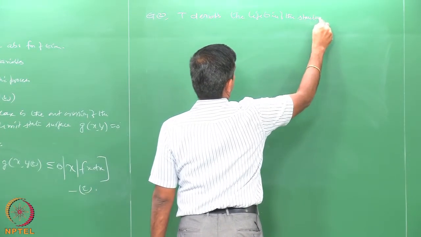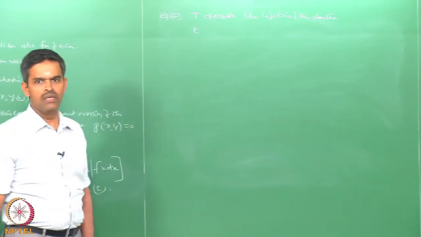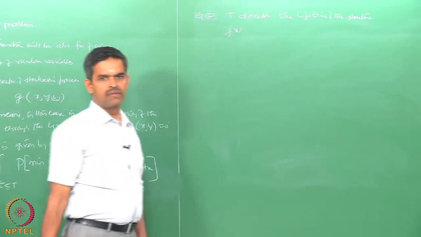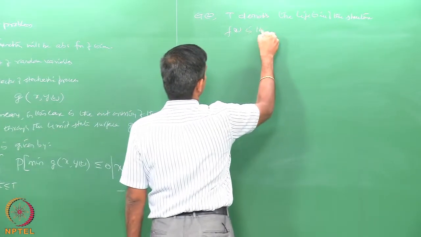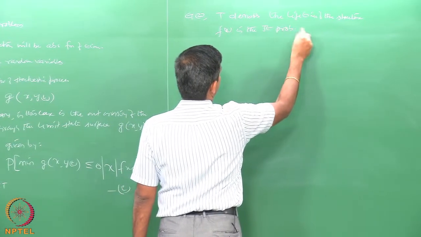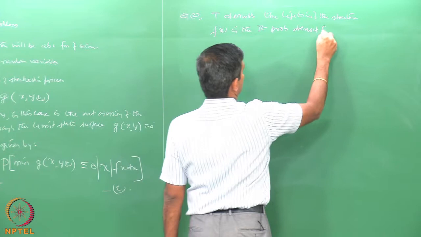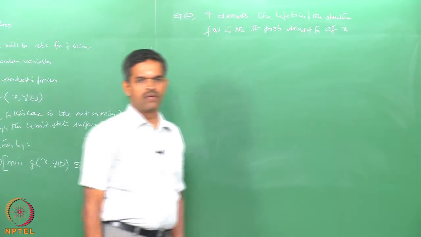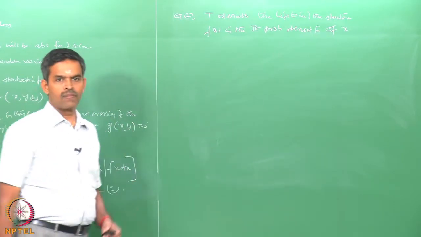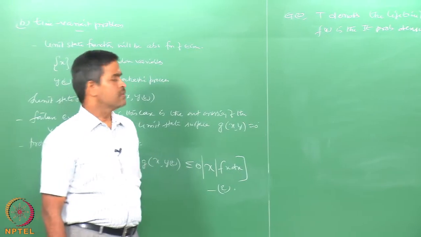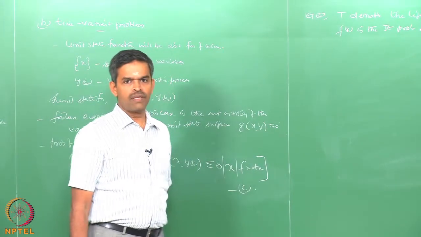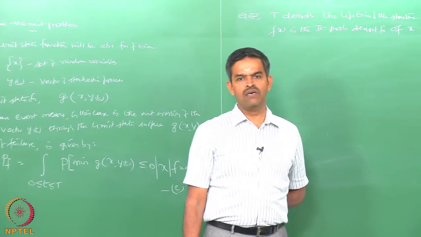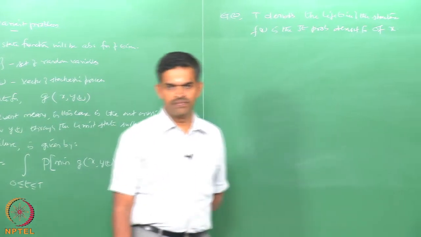And small t denotes the instantaneous time, and f of x is the joint probability density function of x. The conditional probability is defined by the terms within the parenthesis, which is obtained by the stochastic analysis of the structure for random loading y of t.